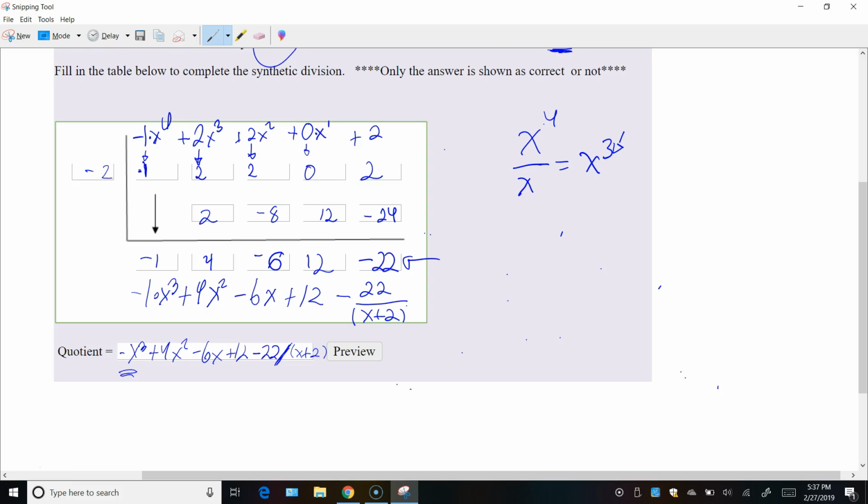Synthetic division is called that because it's a more efficient way of doing polynomial division. There are websites that explain why synthetic division works. Okay, that's not necessary for our purposes.